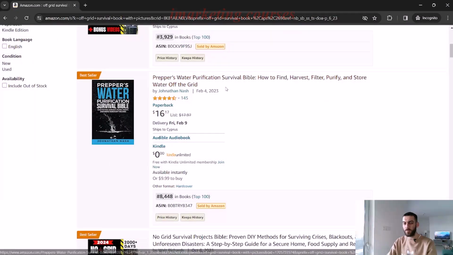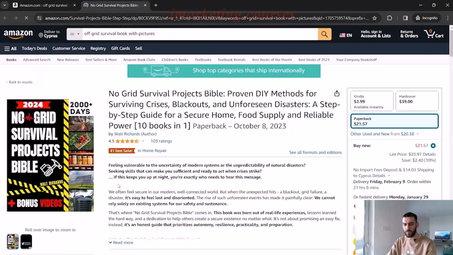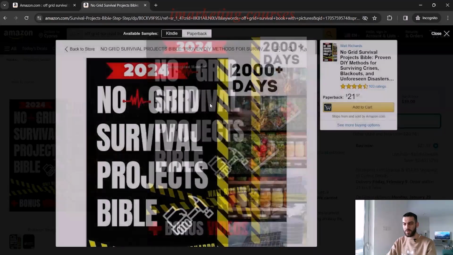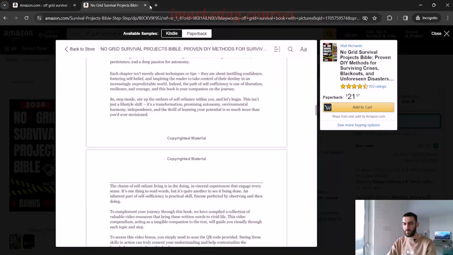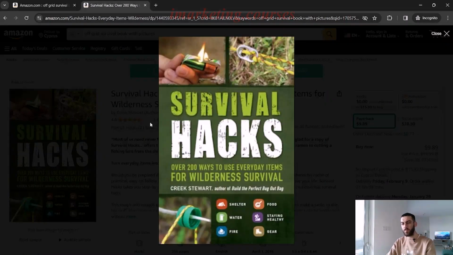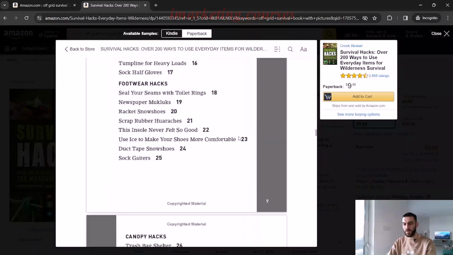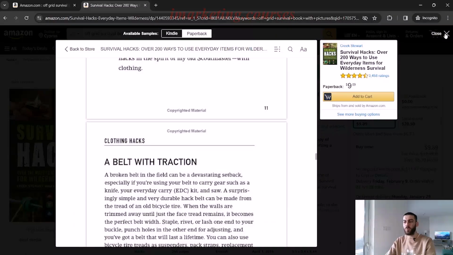This is water purification. So that's another different niche that you could probably go and look into. Okay, this guy is selling. I think we just looked inside here and there's no images or illustrations. Yeah, this is black and white. Survival hacks. Let's see if this guy has pictures or illustrations. It looks like this guy doesn't have pictures or illustrations either. This is black and white as well. So no one has a colored version.